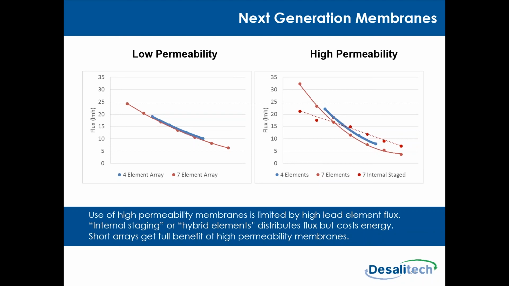Well, with a short membrane array with 4 elements, which is what Desalitech processes typically use, you have a more limited flux distribution. One of the benefits for next generation membranes is that you can fill the pressure vessel with those high permeability membranes without as much risk of overfluxing and fouling the lead elements.